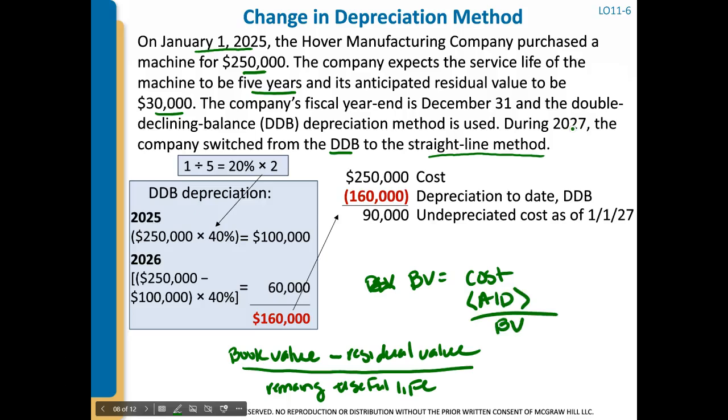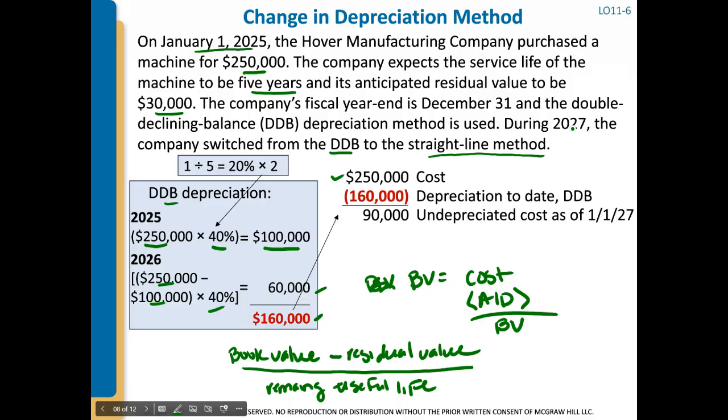So here our cost is $250,000. For our accumulated depreciation, we have to calculate the depreciation for the first 2 years. Using the double declining method, we take our cost times our depreciation rate, which would be 1 divided by 5, because it's a 5-year asset, which is 20%, but we double it, because this is a double declining method. That gives us depreciation expense in year 1 of $100,000. Then in year 2, we take our cost minus that $100,000, multiplied by that 40%. So year 2, our depreciation expense was $60,000. Total depreciation for year 1 plus year 2 is $160,000.